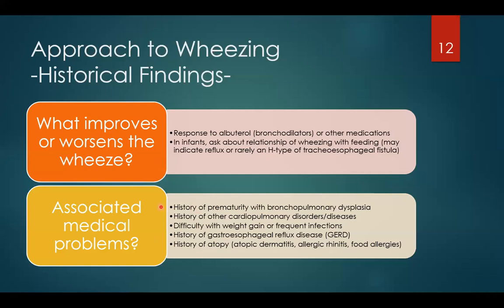Associated medical problems. So is there a history of prematurity? Was this a little tiny baby? Were they born at 26 weeks or less? Is there a bronchopulmonary dysplasia? History of cardiomegaly or cardiopulmonary disorders in the family? Difficulty gaining weight or frequent infections? History of GERD? History of ATP?